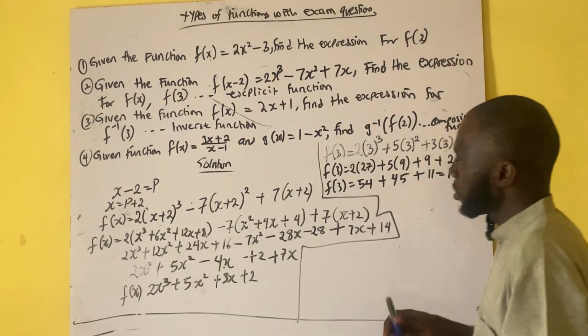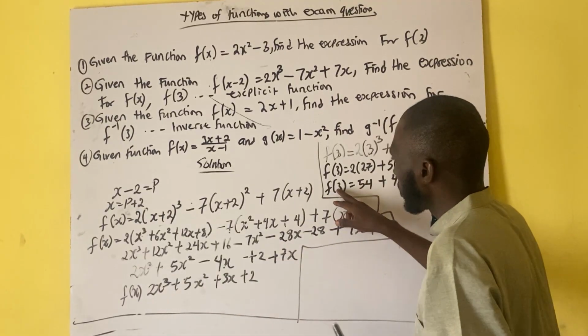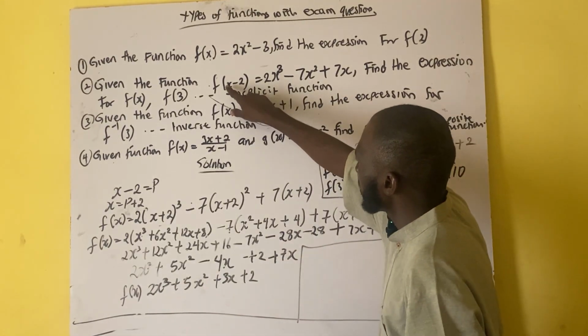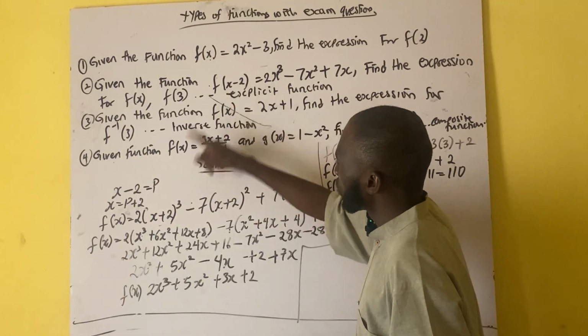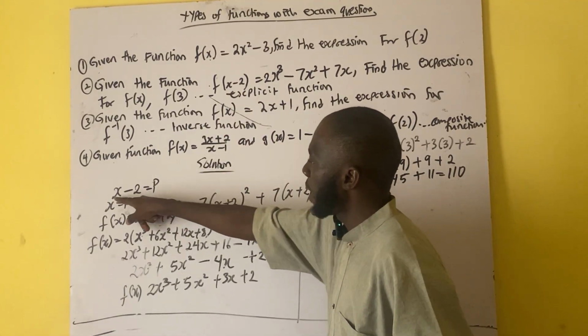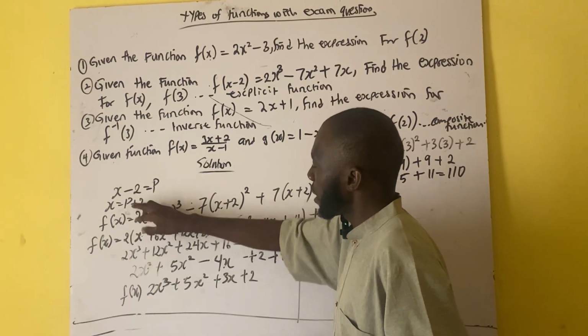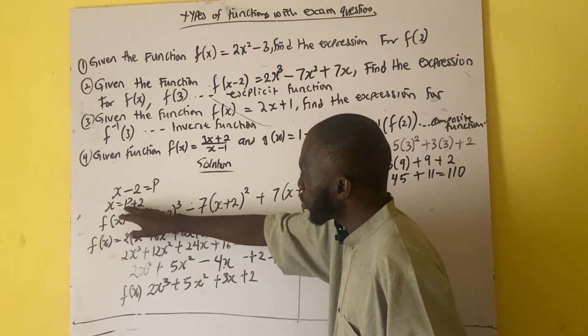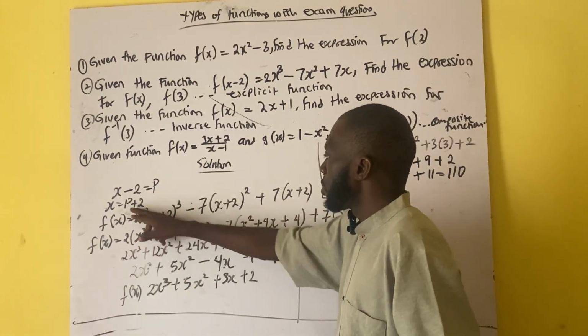This is how to find f of 3. To convert this x minus 2 to f of x, you're going to equate this one to a letter. Then you make the x the subject of the formula. Then we have it like this. So this p will be equal to x. Anywhere you see p, you'll be using what?